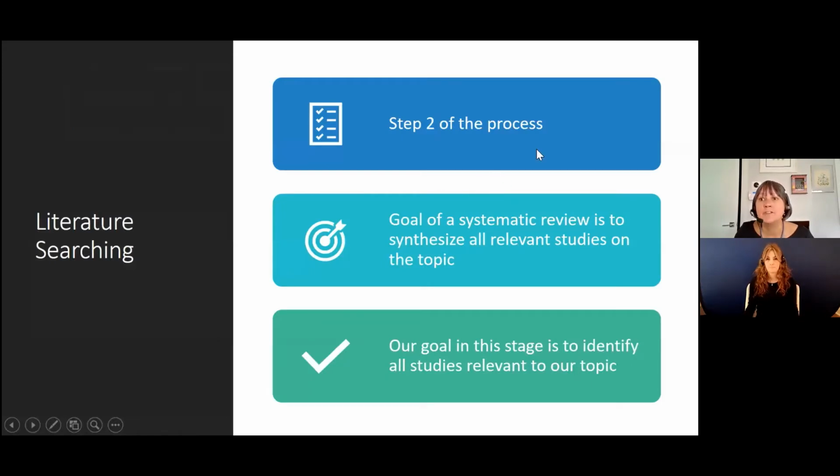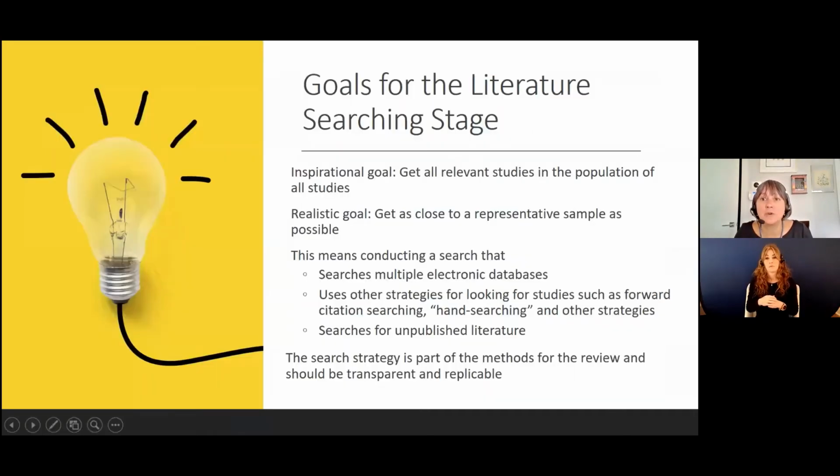Okay, so once you have developed your systematic review question, the next big stage, or step 2 of the process, is to find all relevant studies in the area. Our inspirational goal is always to get all the studies that have ever been done in a particular area that's relevant to our question. And our realistic goal is to actually get as close to a representative sample as possible and to make the case that we have done that.